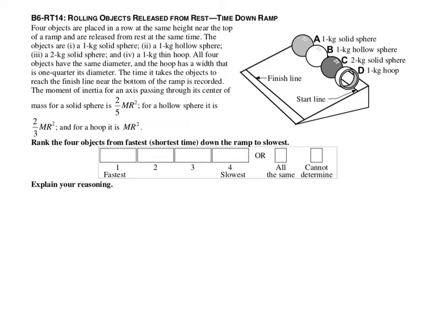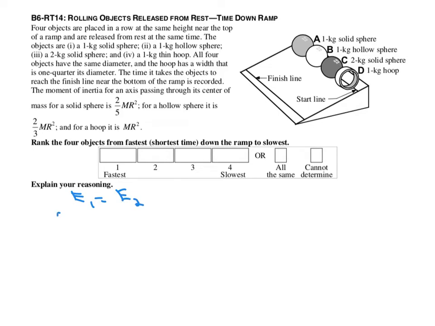So the fastest time down the ramp would be the fastest velocity. So let's figure out who's moving fastest at the bottom of the ramp. For each of them, we're going to do an energy balance. I'm going to say the energy at the top equals the energy at the bottom.